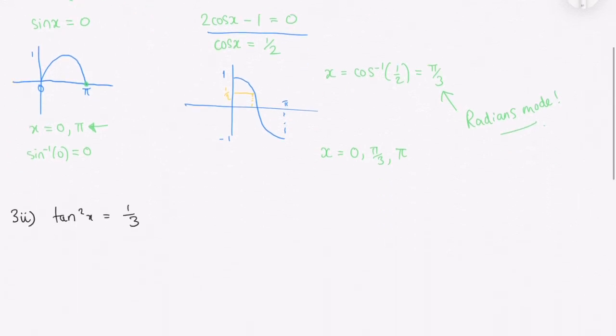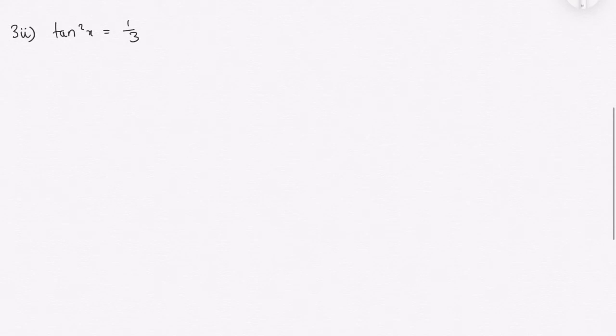Okay, the next question I would like to look at is question 3, part 2. So we start off with tan squared x is equal to a third. In this question, we are asked for x to be between minus pi and pi. So let's write that down. We've got x is between minus pi and pi. That's not quite right: this is strictly greater than negative pi.